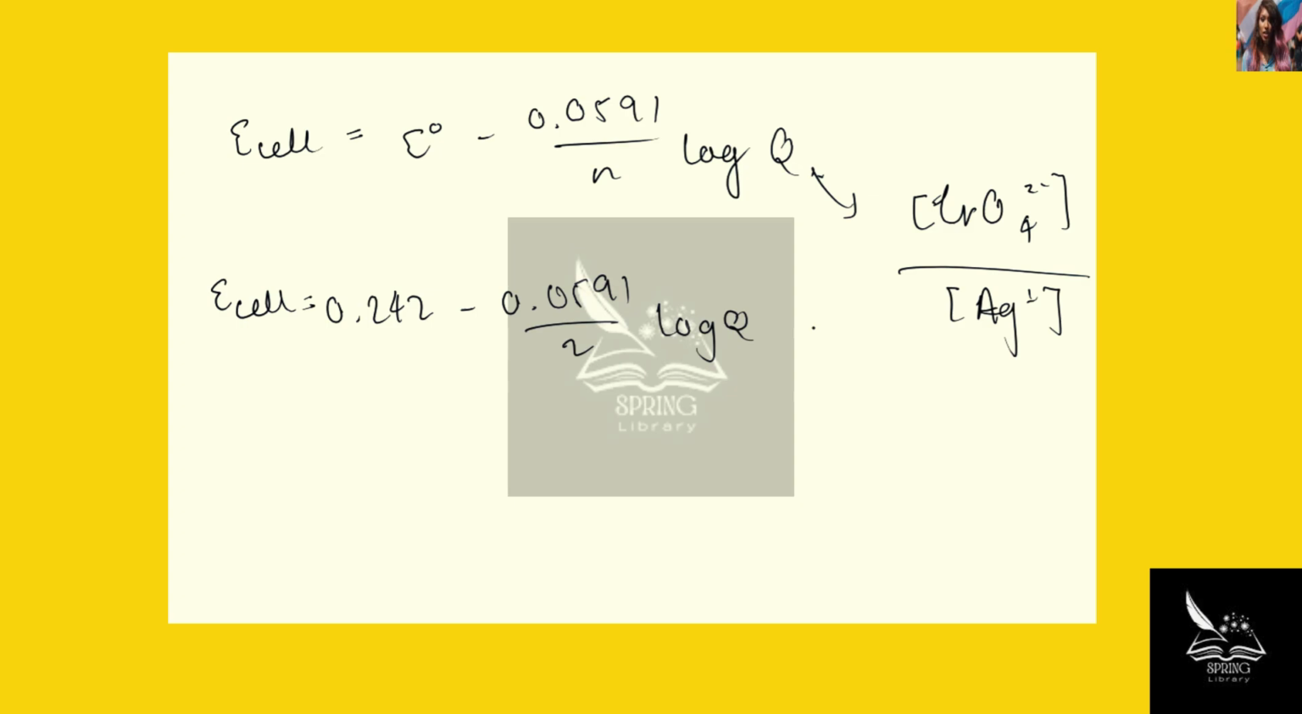So we're given concentrations to plug in for CrO4 2 minus and Ag plus. So then we can solve for our E cell, that is 0.352 volts.